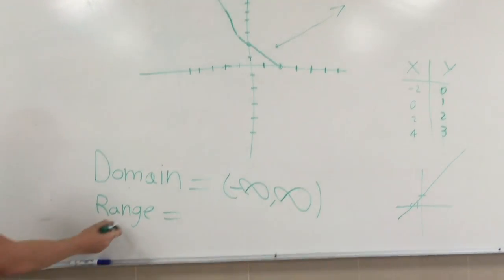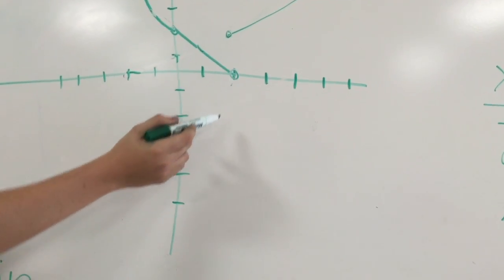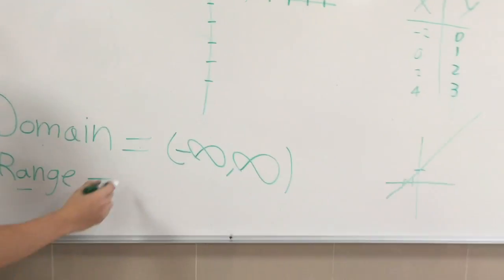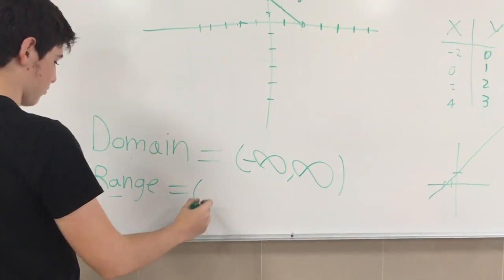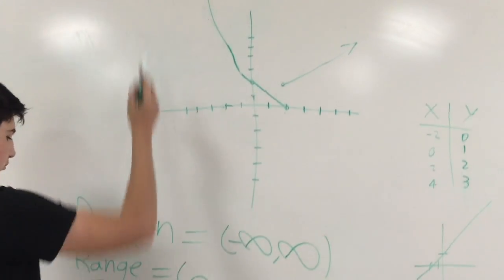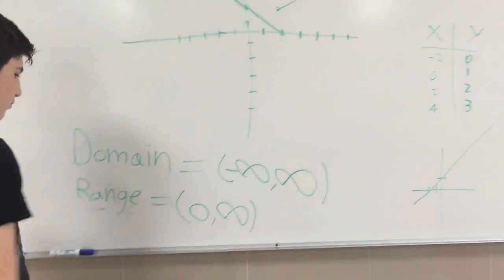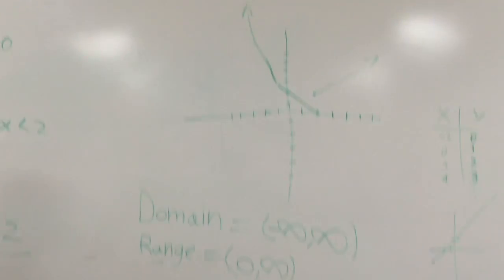Now to get the range, as you can see, it starts from 0, but we have a circle, so we are gonna graph with a parenthesis from 0, and it goes all the way to infinite. And now we have graphed the function with domain and range.